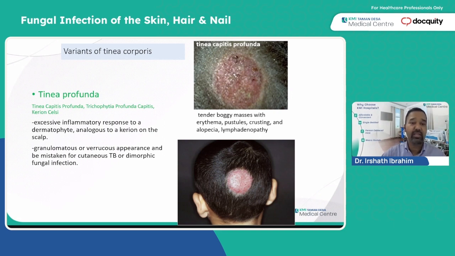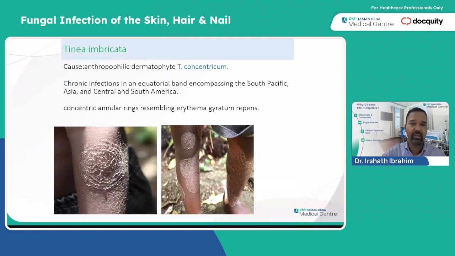And tinea imbricata, which I showed earlier, is due to Trichophyton concentricum. It's quite common in countries in the South Pacific, Asia, Central and South America, where you get these very beautiful concentric annular rings. It looks like Gyratum repens. I showed you those pictures side by side earlier.